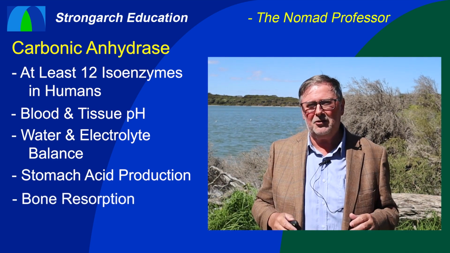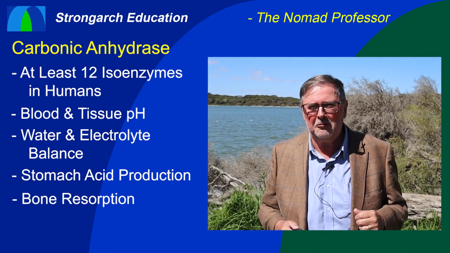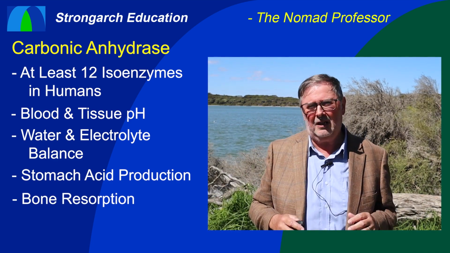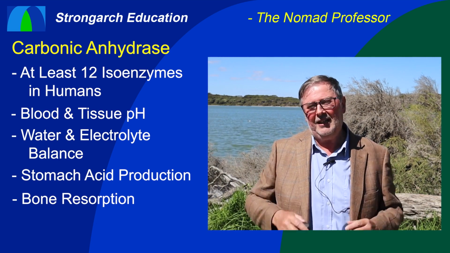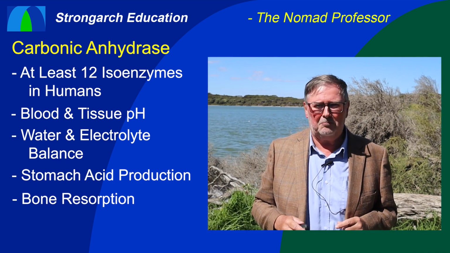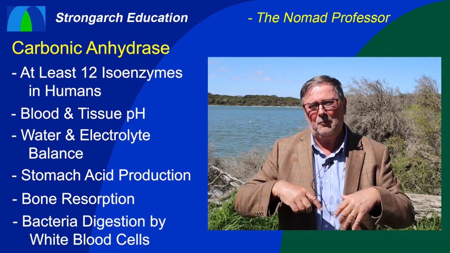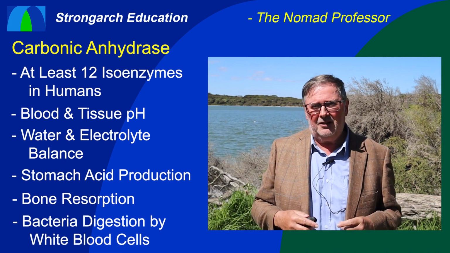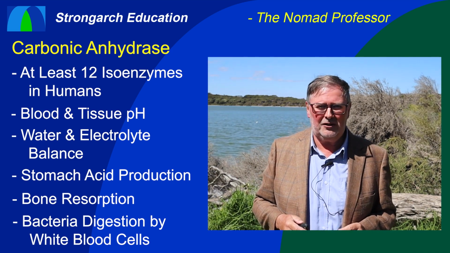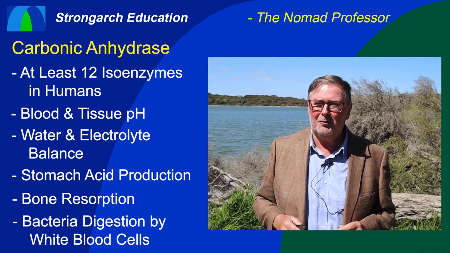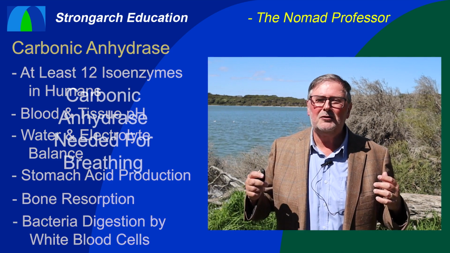Bone is a mineralized tissue, and it's constantly changing shape in response to the forces that are applied to it. Well, the cells that resorb bone, osteoclasts, have to make acid to remove the mineralized part of bone, and once again, it's carbonic acid that does that job. White blood cells chase down bacteria and phagocytose them, eat the bacteria and break them down. Well, they produce acid to assist in this breakdown process. Again, carbonic anhydrase does that job. The thing that's remarkable really is that we even need carbonic acid and carbonic anhydrase to breathe.